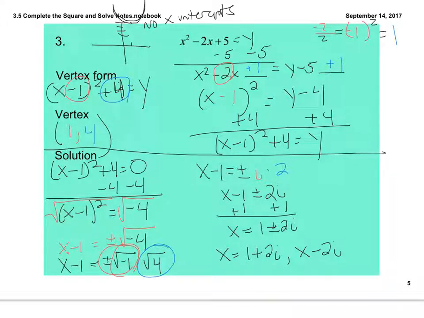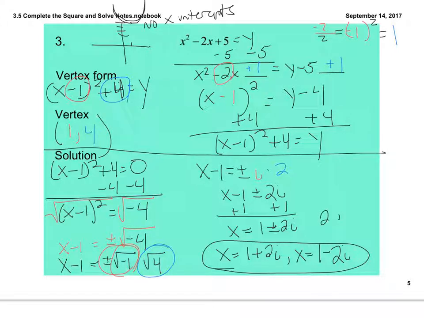So instead of that, let's back that up. That would be x is equal to 1 minus 2i. Okay? And those would be your answers. Again, two imaginary answers, or I should say two imaginary roots. And that's because, again, as we've mentioned, the vertex is above the x-axis.